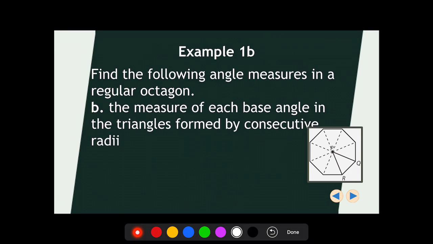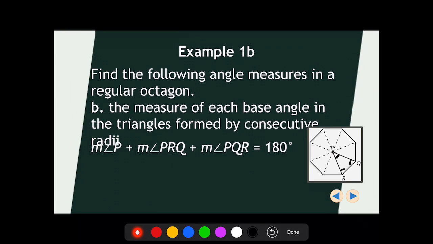The measure of each base angle in the triangle formed by consecutive radii. So here, talking about the base angle, these are the base angles that it's referring to. So you see the formula on the screen here: the measure of angle P plus the measure of angle PRQ and PQR have to equal 180 degrees.